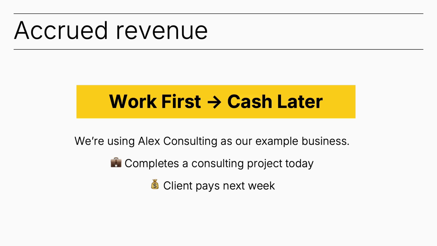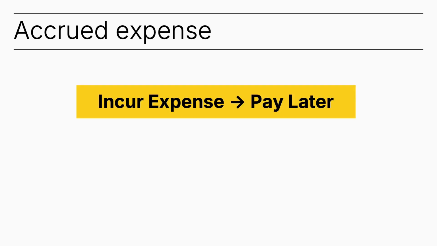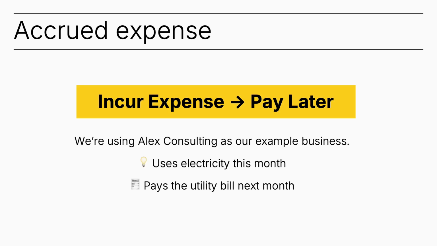Now let's look at the opposite of this idea, but for expenses. Accrued expense. First, the expense happens. Then, the payment comes later. In this example, Alex Consulting uses electricity during the month, but the bill is paid next month. Even though payment hasn't been made yet, the expense belongs to this month because the electricity has already been used. So the pattern is expense first, payment later.